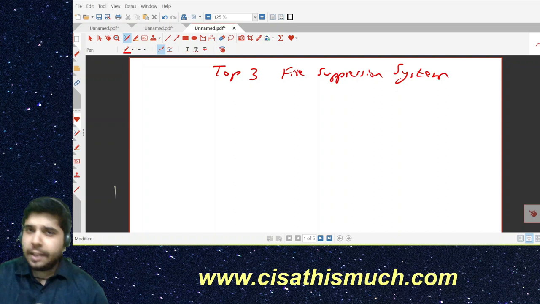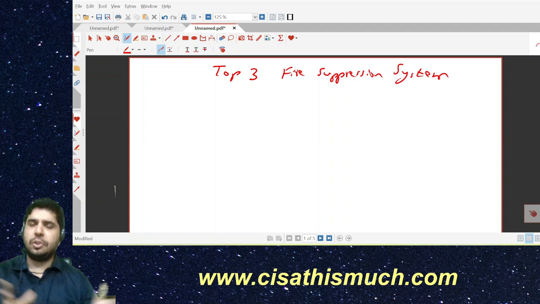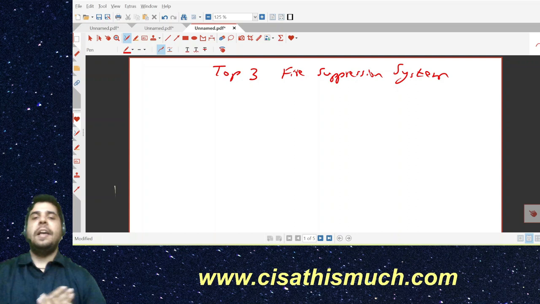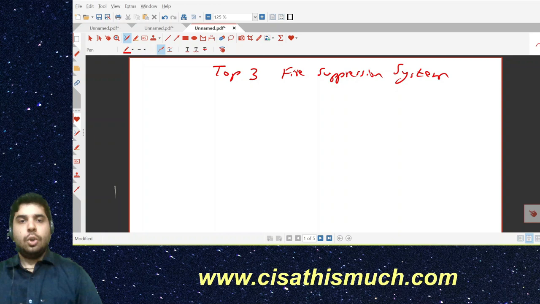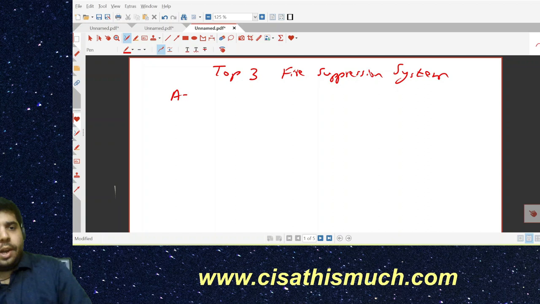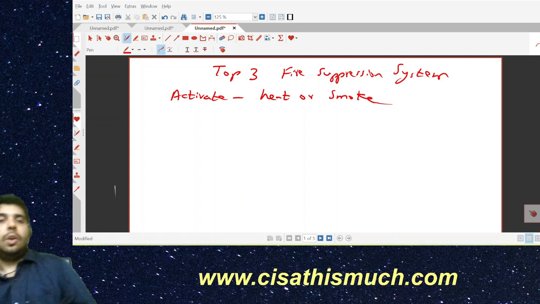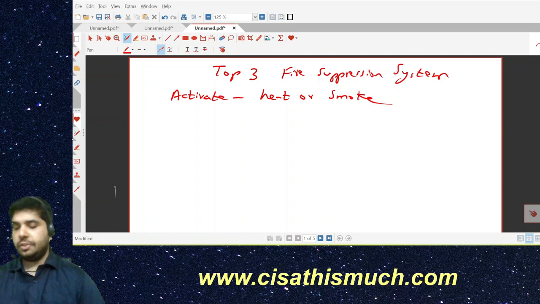We have already covered in depth the fire suppression system and the various methods in our lectures, but let me try to give you a summary of this topic. So we have discussed that the fire suppression system will activate when it detects any heat or smoke in the room. Whenever it detects any heat or smoke in the room, the fire suppression system will be activated.